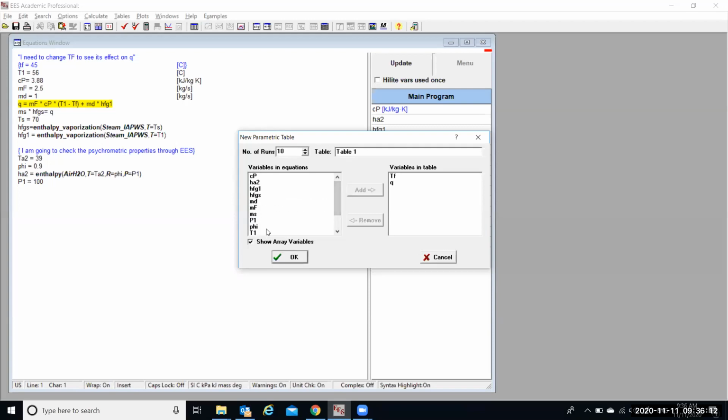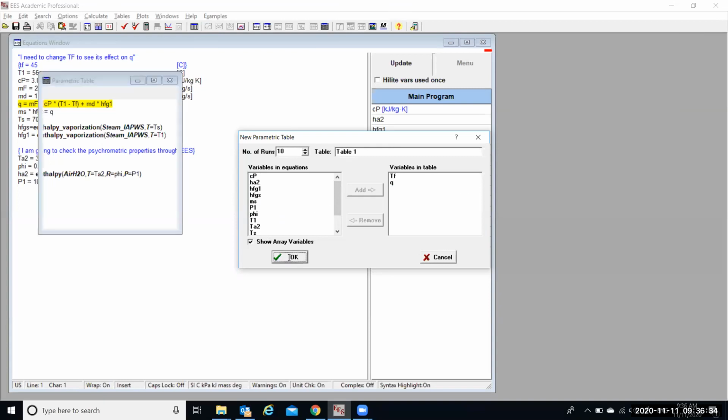Do I need to see anything else? No, this is basically what, because the rest are constants. I can put more and more. For example, I can put MF, I can put MD, but I don't need these values because they are not going to change. But what will change when I change the value of TF? The value of Q is going to change. So this is what I'm going to change.